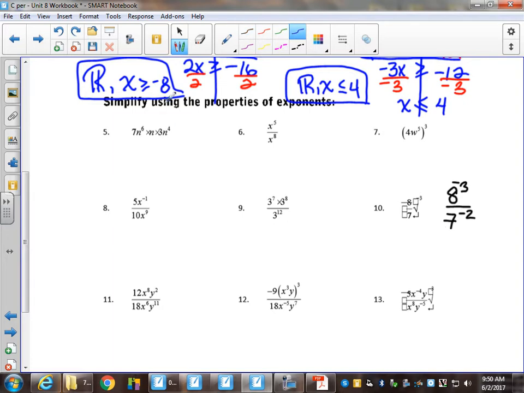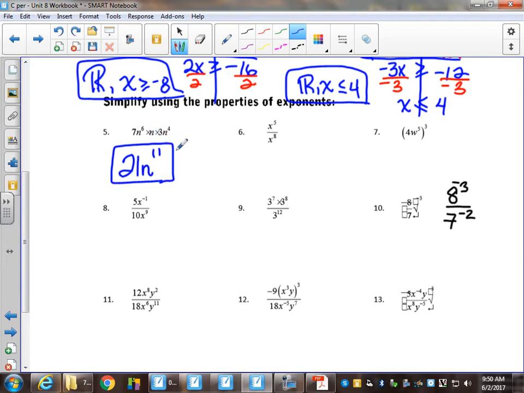Who has an answer to share for number five? Either share your answer from last night or let's work on it right now. 21 and n to the 11th. How did he get 21? He multiplied 7 times 3. And where did the 11 come from? Very good. He said that n to the 6th and n to the 4th get us n to the 10th. But we have one more n right there, which gets us n to the 11th.